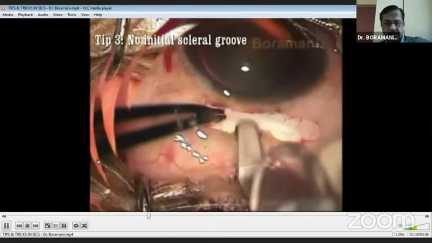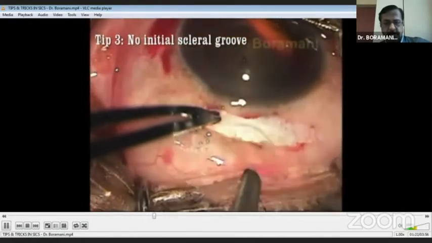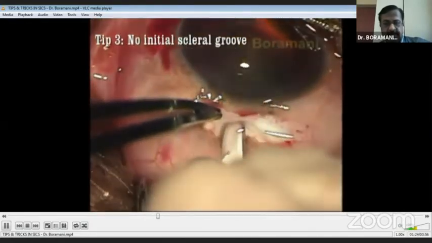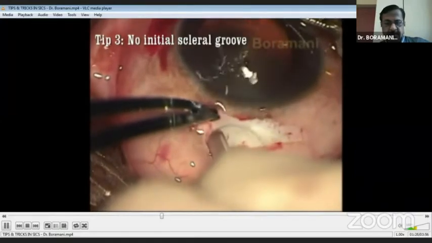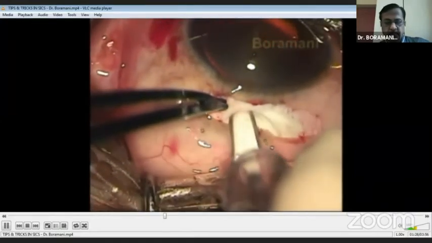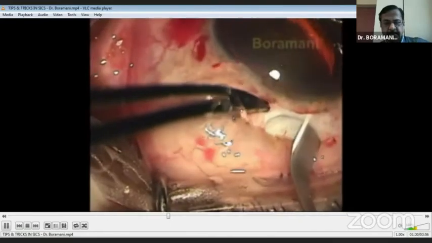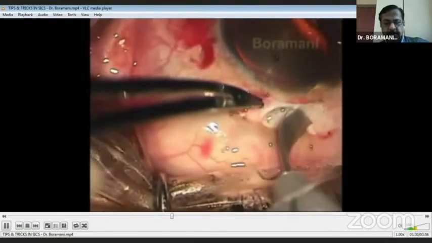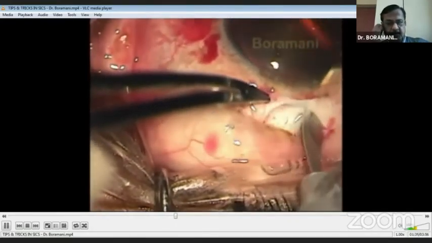Now, whenever the incision is taken, in your mind I know the shape of the incision and I straightaway start the dissection. Most surgeons form the initial groove, but here I start the dissection straightaway with the crescent knife. So there is dissection without groove.